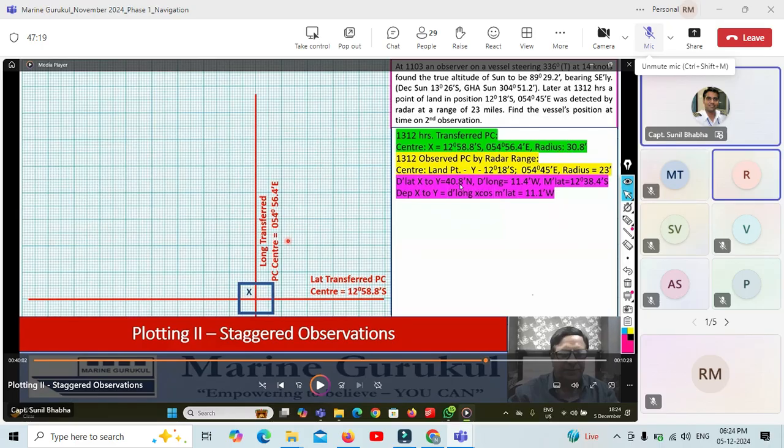Okay, sir. Similarly, we have the longitudes 54 56.4 and 54 45. The D long between them is 11.4. Okay, got it, sir. Then we converted the D long into departure using the D long departure formula, and that comes to again 11.1 minutes departure. Yes, sir, got it.